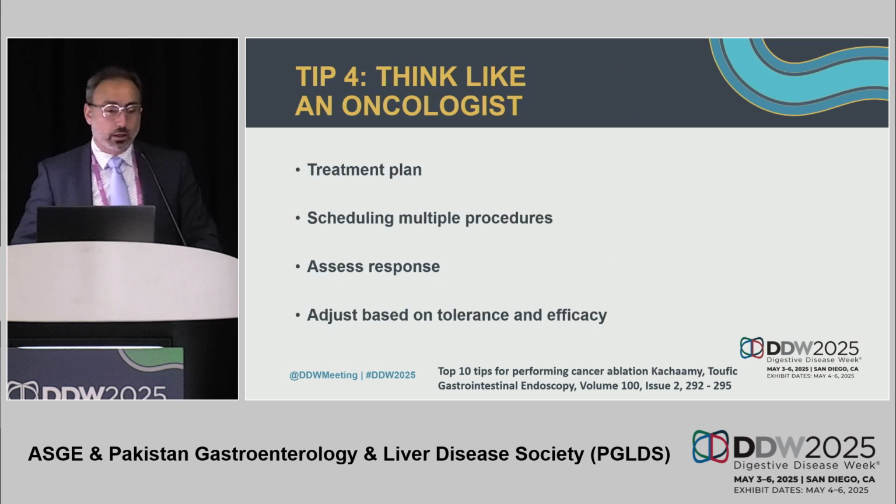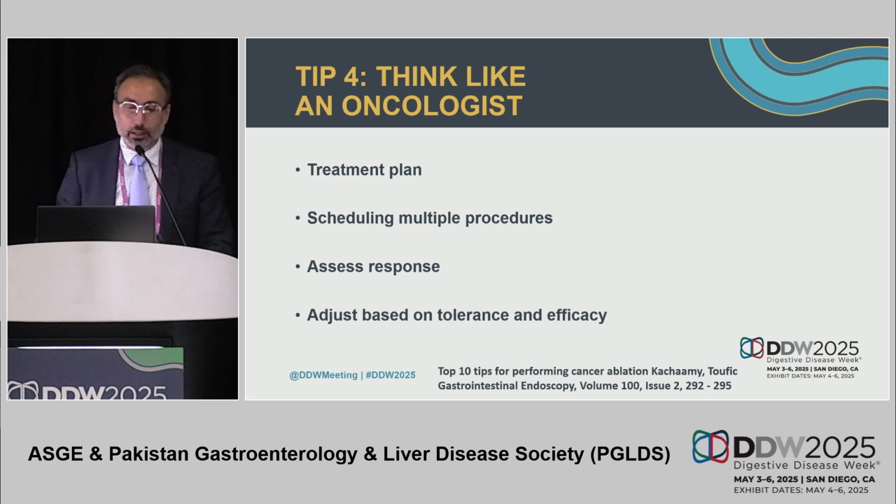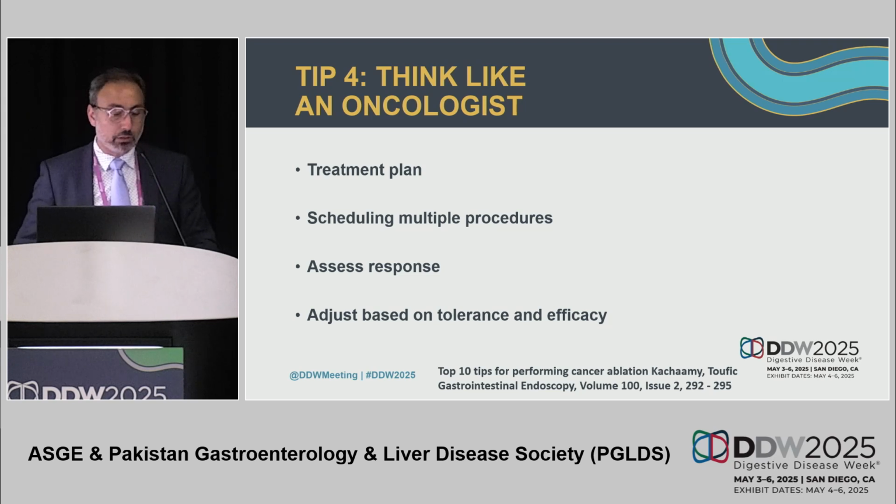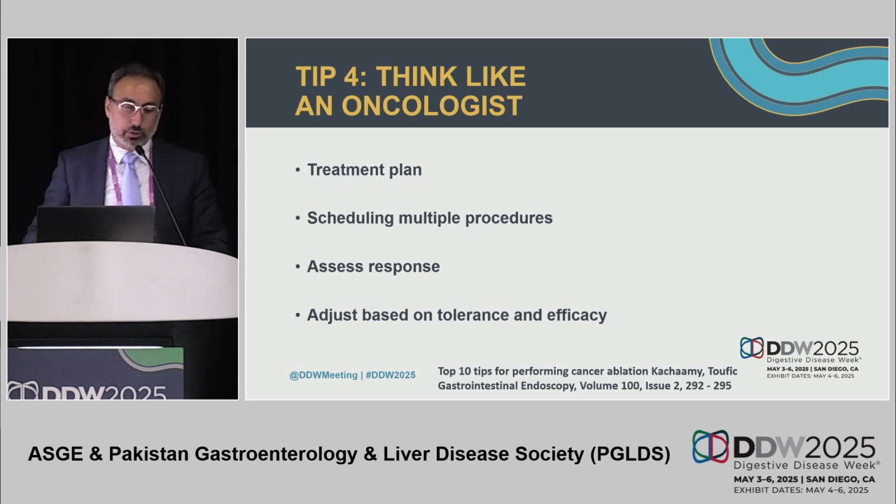Okay. Tip number 4, think like an oncologist. And what do I mean by that? You have to provide the patient with a treatment plan. What's a treatment plan? It's what you expect in terms of scheduling the procedures: pre-schedule all your procedures. For example, when patients come to me for cryotherapy at the beginning of their diagnosis, I pre-schedule 4 procedures. We time them with their chemotherapy, and we provide that as a treatment plan for the patients.